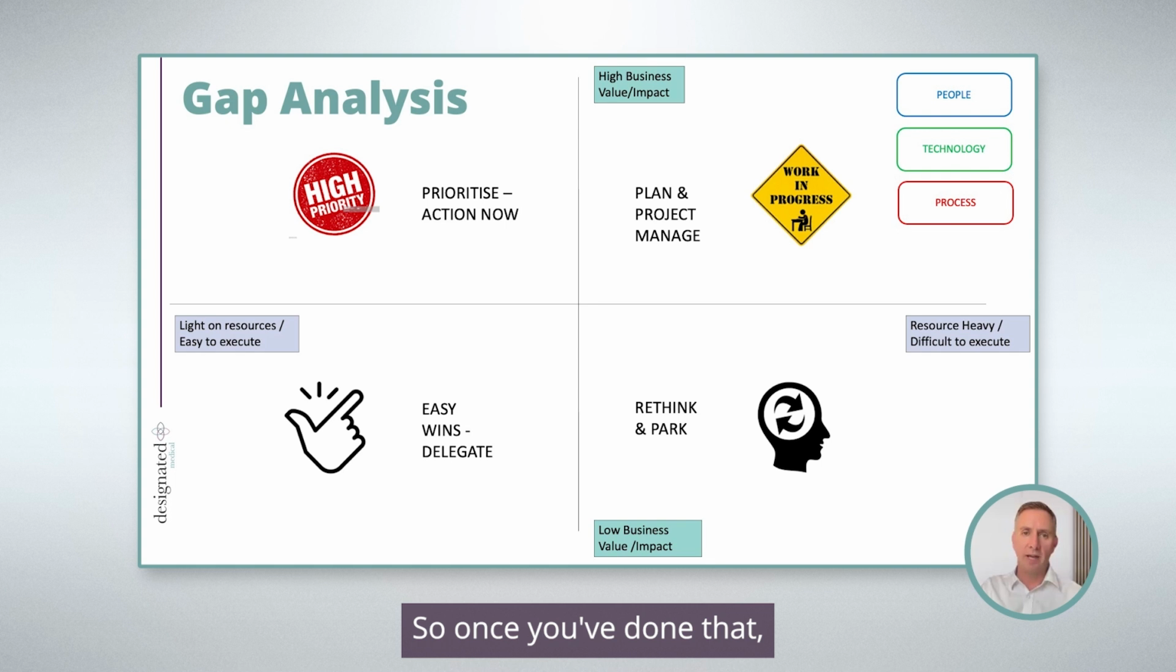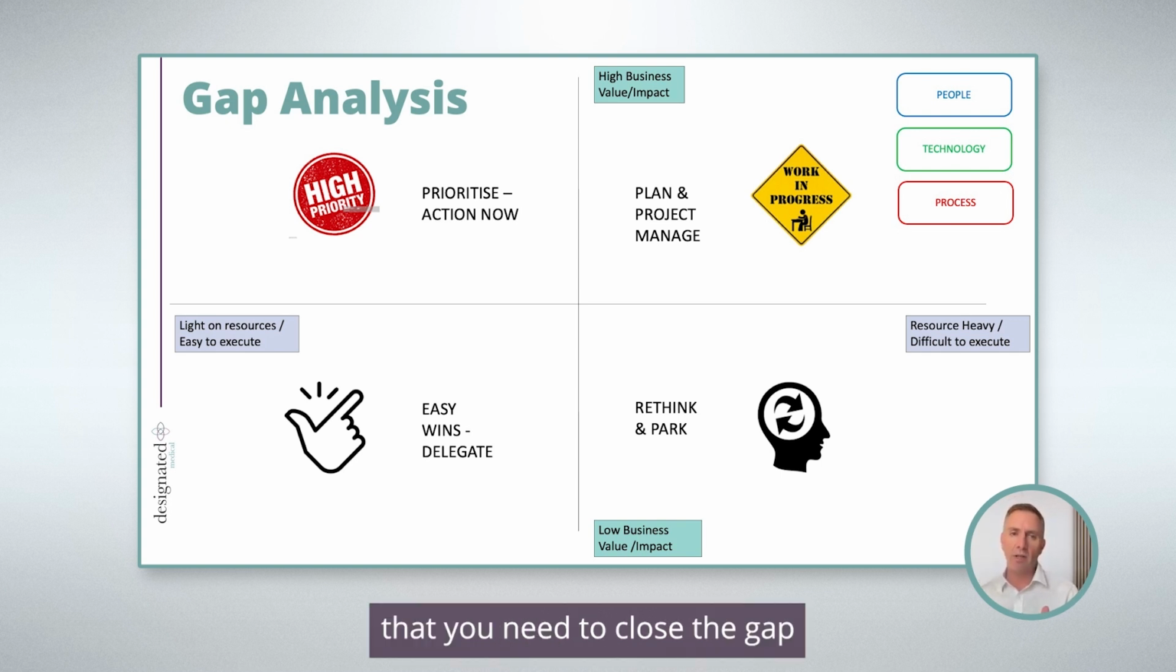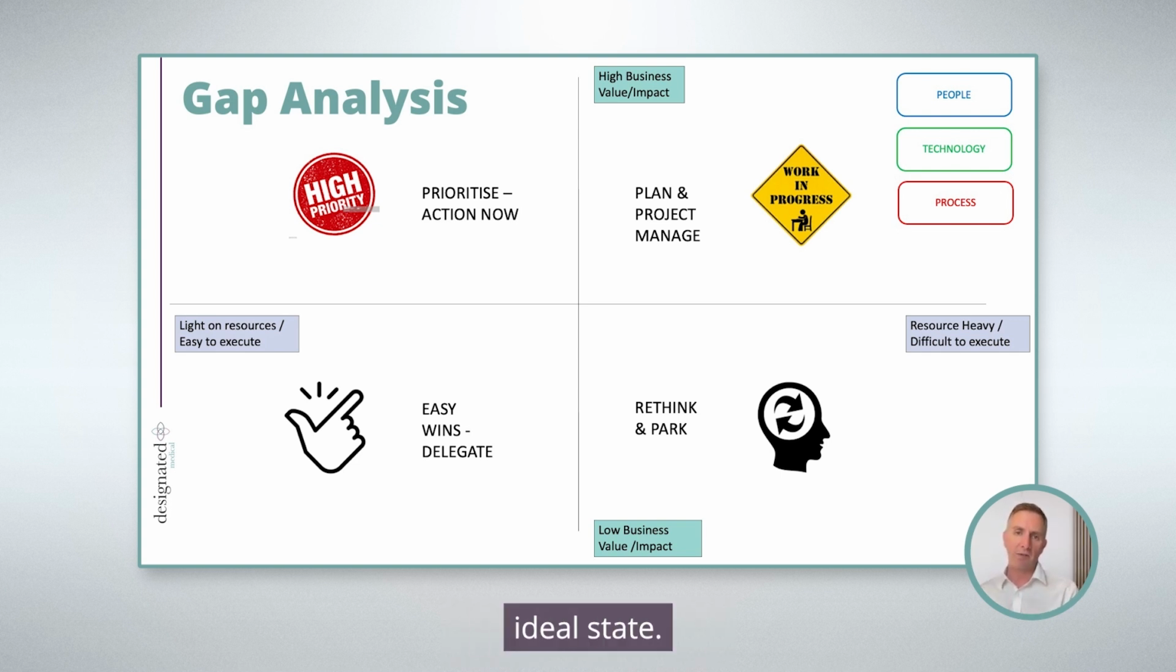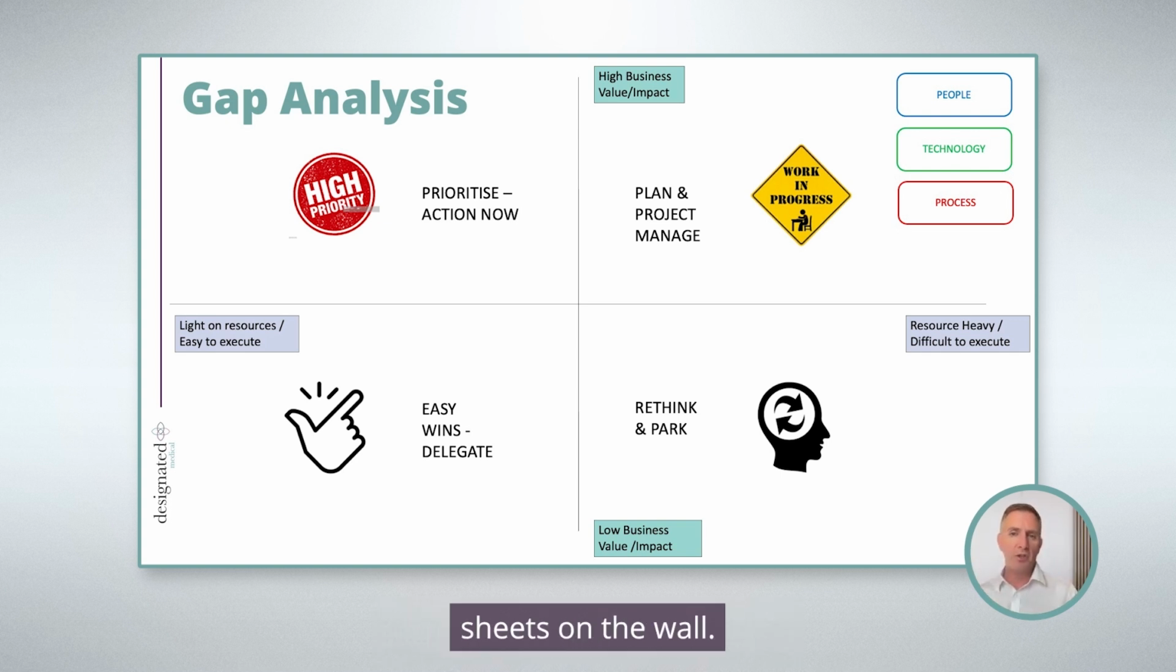So once you've done that, we go into an exercise called a gap analysis. This is a really great thing to do as a team, with your practice team. You identify the actions and tasks that you need to close the gap between what your current patient experience is and that future ideal state. On the right-hand side, you'll see that we've got people, process, and technology. You can color code these and put it on a big sheet on the wall. You can do it digitally if you wish to.